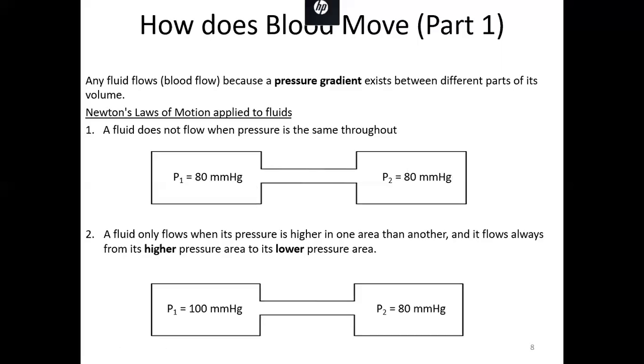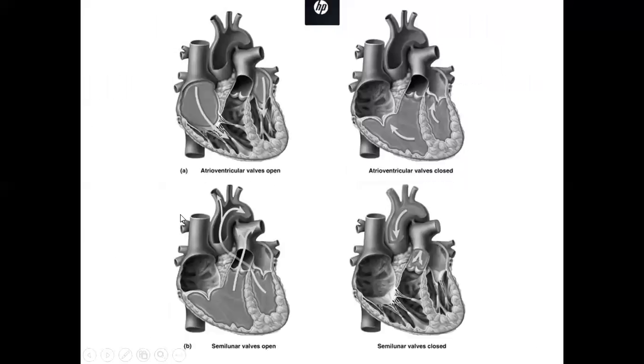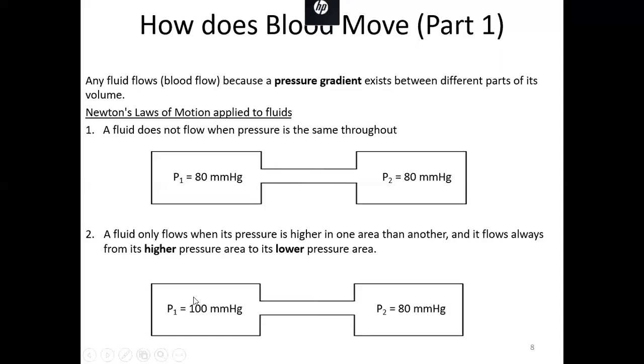What our heart does is it contracts and squeezes, which is evident back on this page. When the ventricles, for example, squeeze, pressure inside goes up, which you can see here. P sub 1 now has risen to 100 millimeters of mercury. P sub 2 hasn't changed. There is a pressure gradient, and it states here a fluid is only going to flow when pressure is higher in one area than another. It flows from a high pressure area to a lower pressure area. So it would go from P1 to P2, or out of the left ventricle into the aorta.